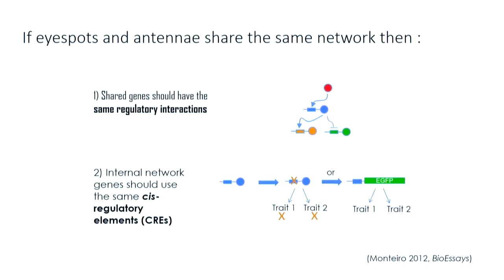So if eyespots and antenna and potentially other limb-like structures share the same network, what we expect is that if there is some sort of combinatorial group of genes in some sort of temporal order of expression, this gene activates this gene by binding to its cis regulatory elements over here, then this one activates these other ones and so forth.